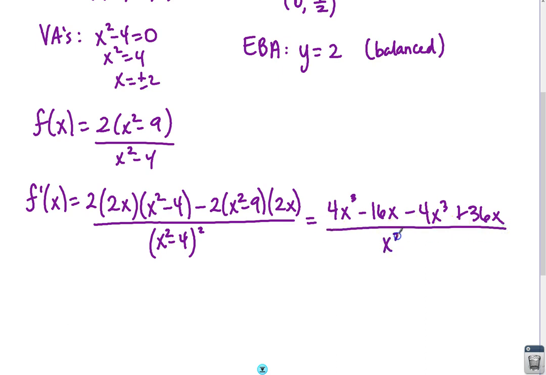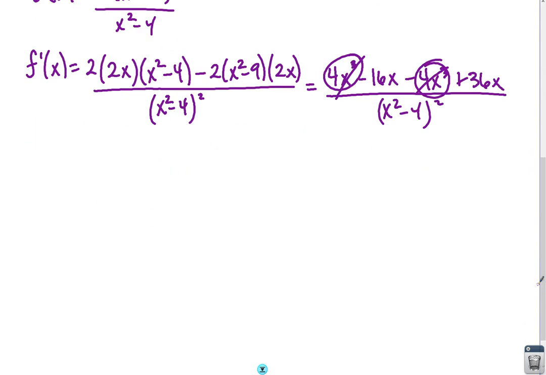And then x squared minus 4 squared. Okay, luckily I can clean this up a little bit because these two things cancel out. Negative 16x and positive 36x gives me 20x. So my actual derivative, all simplified out, is going to be 20x over x squared minus 4, squared. I'm glad that cleaned up a little bit better because that'll help when I take my second derivative for concavity in a little bit.